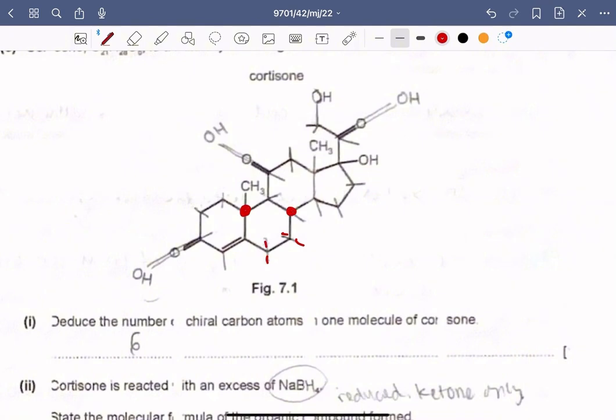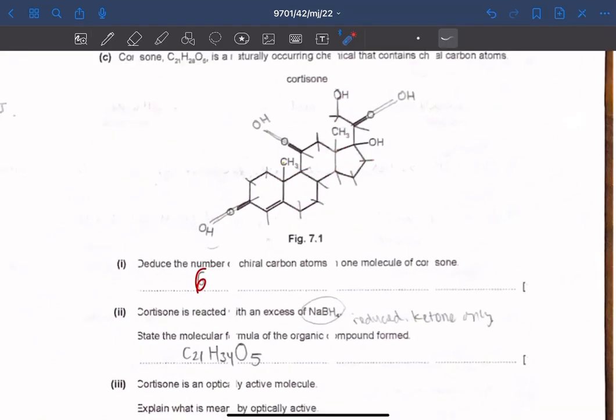Second chiral, third chiral, fourth chiral, fifth chiral, H, 6 chiral. And this is not chiral because it's bonded to 2 methyl groups, so CH3. 1, 2, 3, 4, 5, 6. There are a total of 6 chiral carbon atoms.